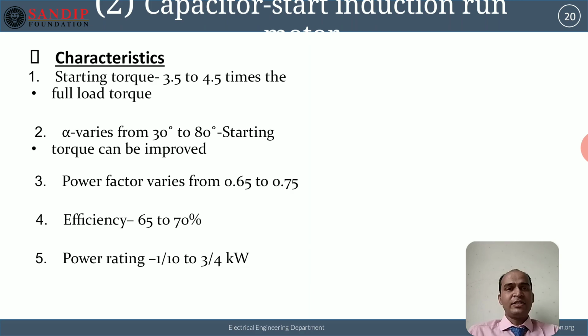There are some characteristics of these motors. The starting torque is 3.5 to 4 times the full load torque. Alpha varies from 30 to 80. The starting torque can be improved due to the presence of the capacitor. The power factor varies from 0.65 to 0.75. Efficiency is 65 to 70%, and the power rating is 1/10 to 3/4 kilowatt.